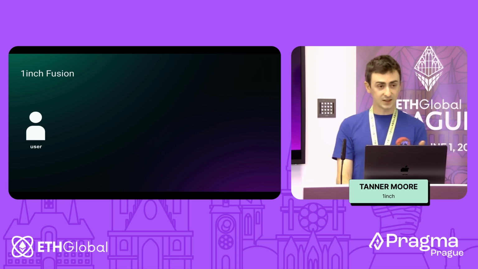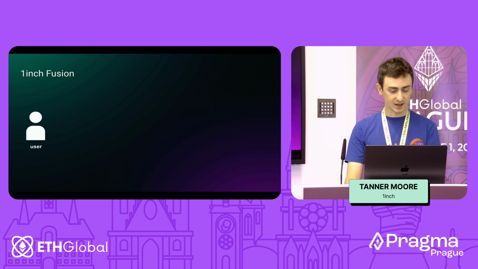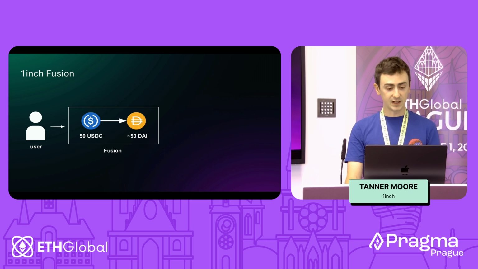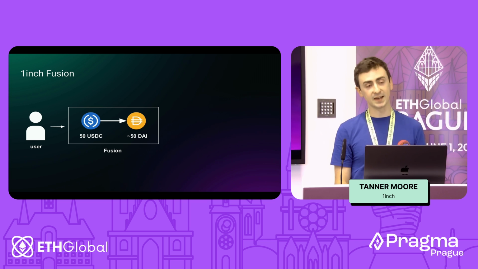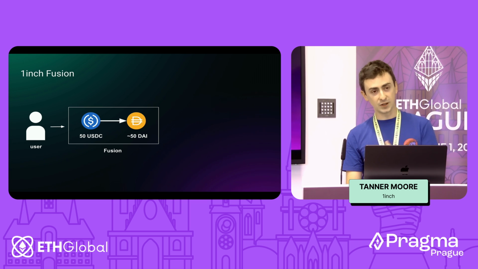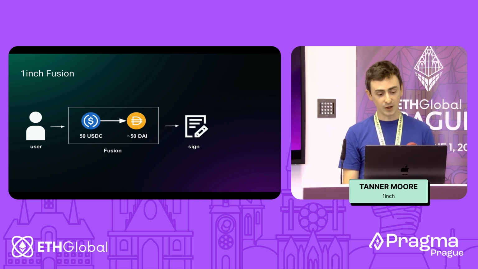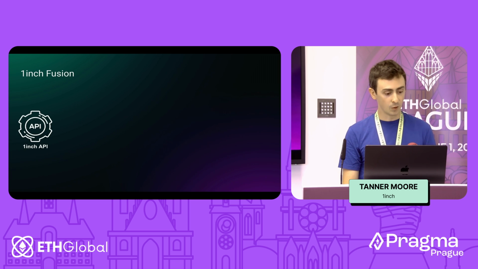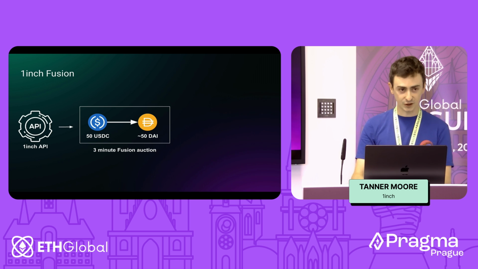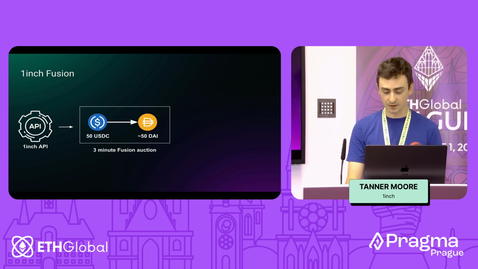So let's just walk through a simple step-by-step path that a user might take when they're going through this system. So they have 50 USDC, and they go to 1inch Fusion, and they say, I would like to trade this for DAI. Fusion will quote them at somewhere around 50 DAI since they're both stablecoins. And the user will say, that's fine, I'm going to sign this transaction, and it will go off to the 1inch API. The 1inch API will then start this Dutch auction. Let's just say it starts for around 3 minutes. This is configurable, but I think there's a default somewhere around this.